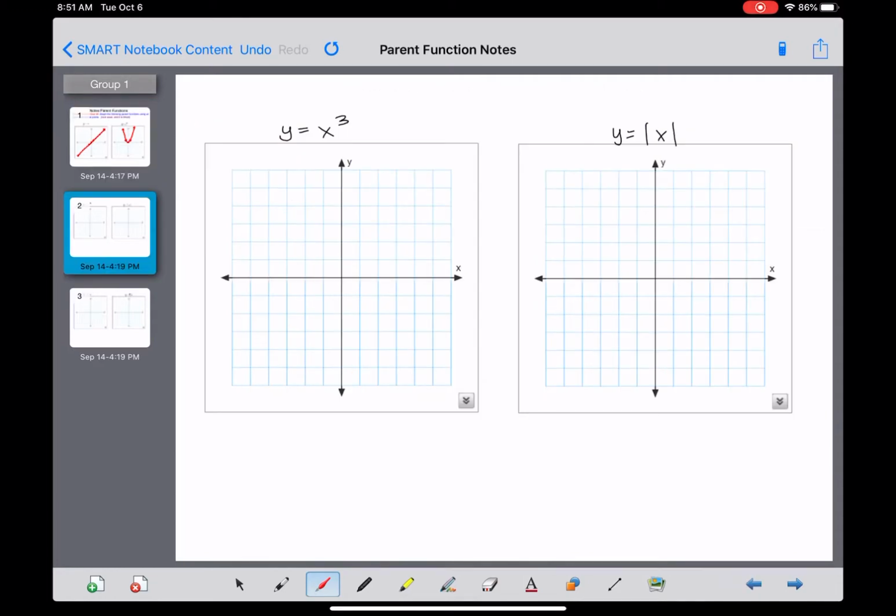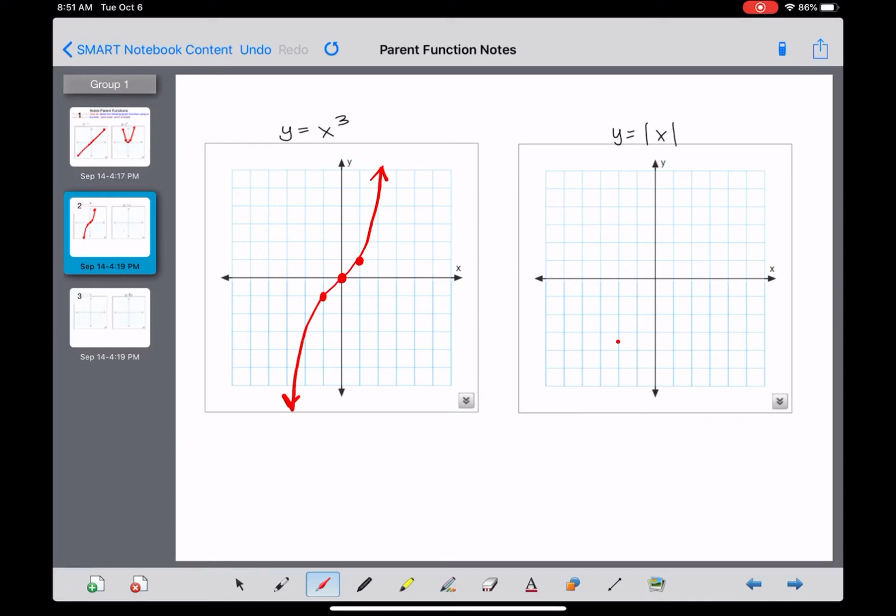The next one is y equals x cubed. So we have (0, 0), (1, 1), (negative 1, negative 1), just like y equals x, okay? But this one is going to be curved. It's not going to be a line, so this is a curve, and so it should look something like that.